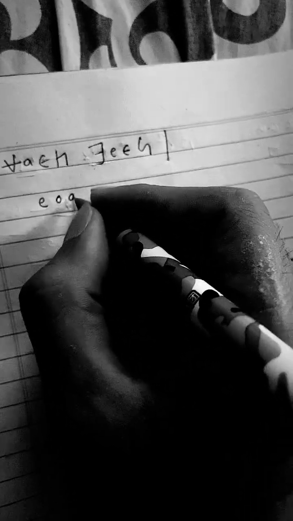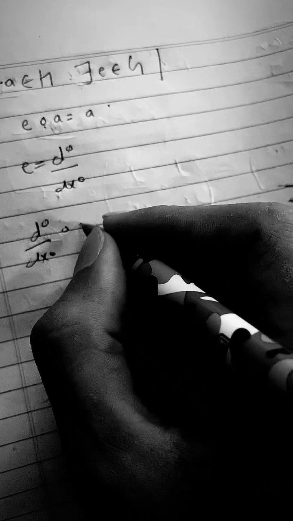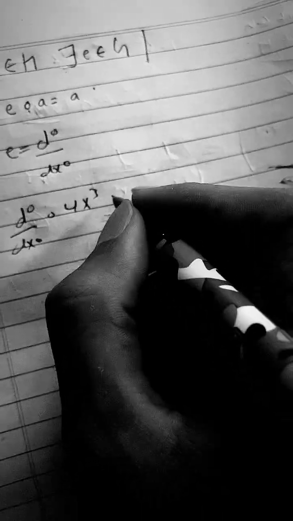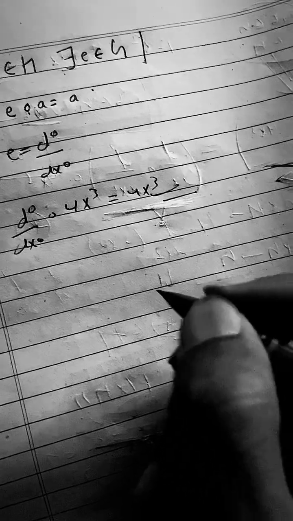So what we can say here is that for all A that is coming from H, there exists E in set G such that E operating on A gives A, right? So what is E? E will be d naught by dx naught, and we can check it. D naught by dx naught operating on any element chosen from G. Let's say we had 4x cube. The answer will be 4x cube. It is in our set. So this is one-way identity.